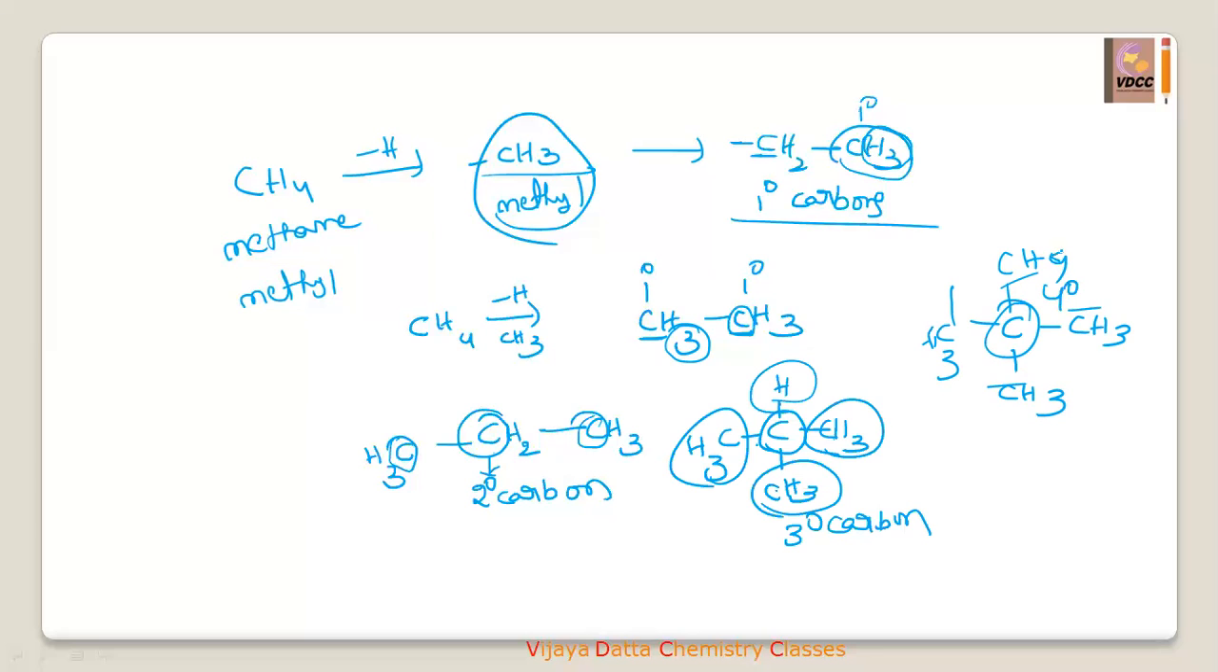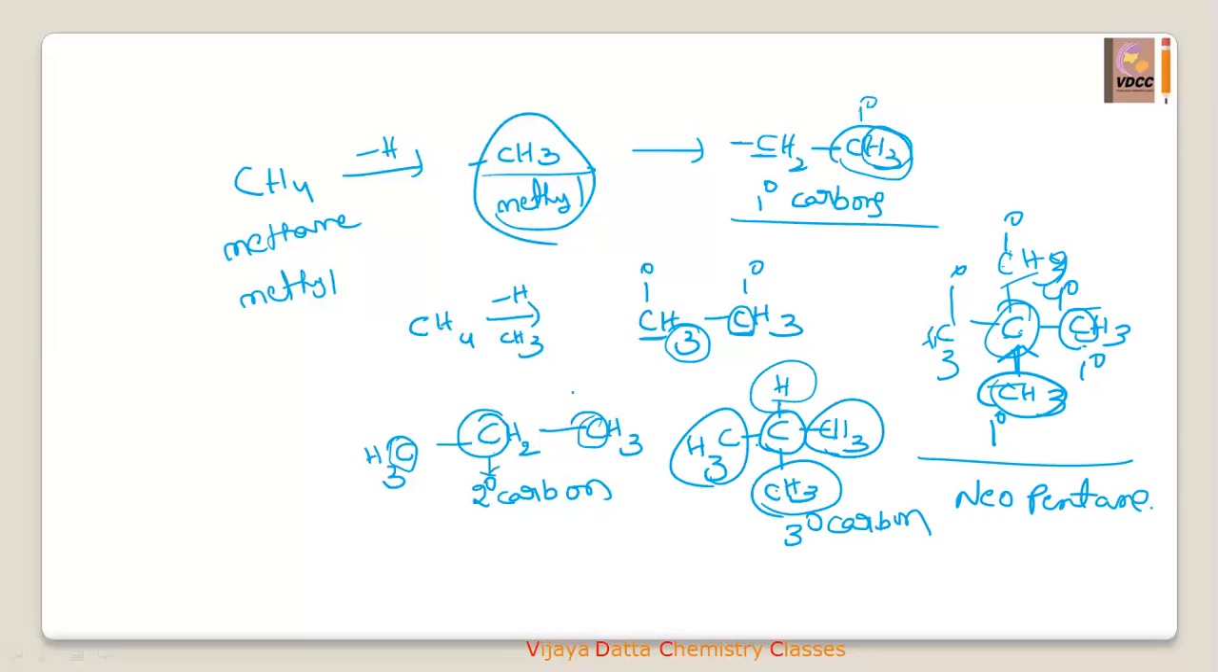And individually if you see, this carbon is attached to only one carbon, so it is primary. This carbon is attached to only one carbon, primary. This carbon is attached directly to only one carbon, primary. This carbon is directly attached to only one carbon, so primary. So this is called neopentane. Also we can say the name of this compound is neopentane.